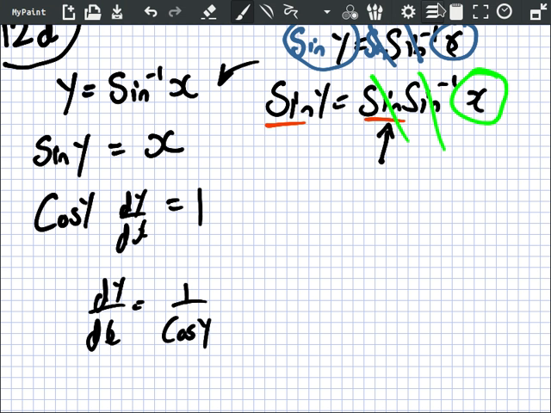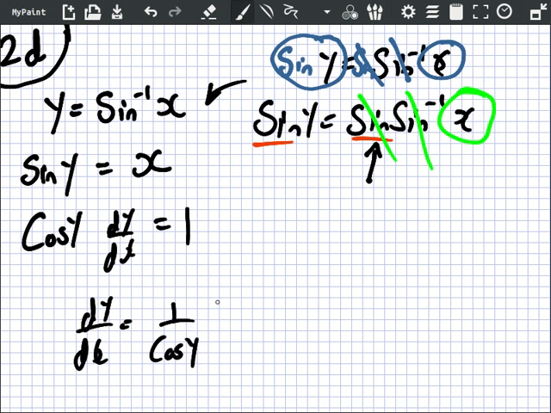What's the problem with this answer I have here? Cos y. Yeah, but what's the problem with it? This is dy/dx. The y should be an x, shouldn't it? We shouldn't have a y, we should have an x here.